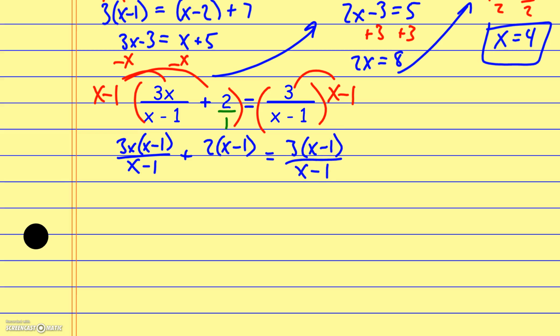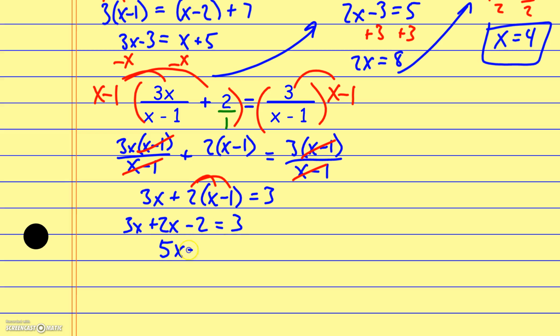All right? So now I reduce each of these fractions. Here these guys cancel, here these guys cancel. And so what I'm left with when it's all said and done is a 3x plus 2 times x minus 1 equals 3. All the fractions have disappeared. Now this is a very simple equation to solve. I distribute and combine like terms. Sorry, that's a 3x plus 2x minus 2 equals 3. That's a 5x minus 2 equals 3. And now I finish solving from here.